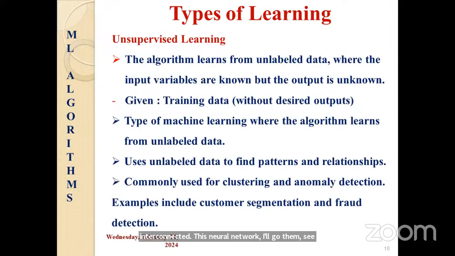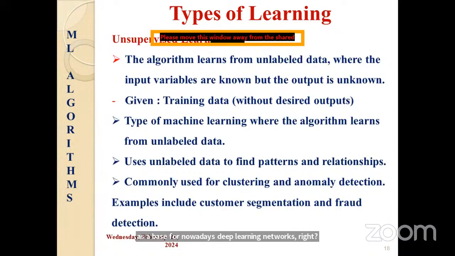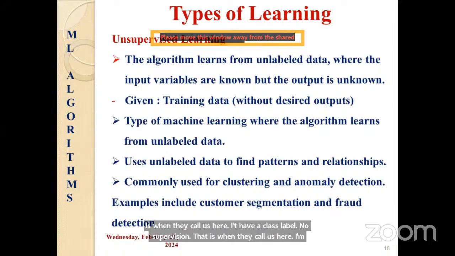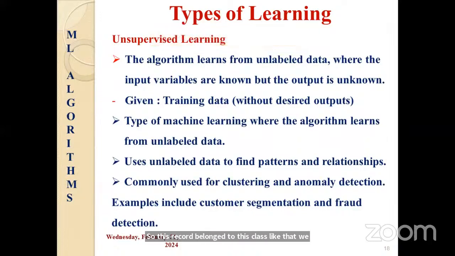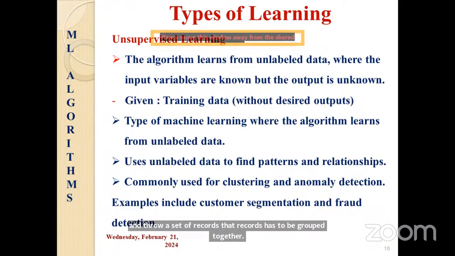Then unsupervised learning. I already told you, here I don't have a class label, no supervision. That is why it is called unsupervised. Why no supervision? Because I don't have a class label saying this record belongs to this class. Instead, I give a set of records, and those records have to be grouped together. After grouping, we can give a label for that.